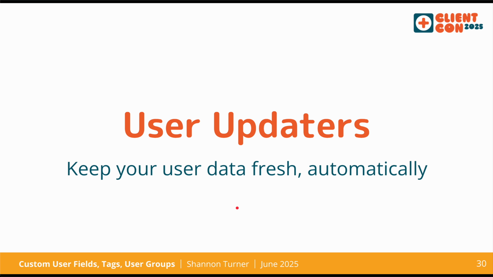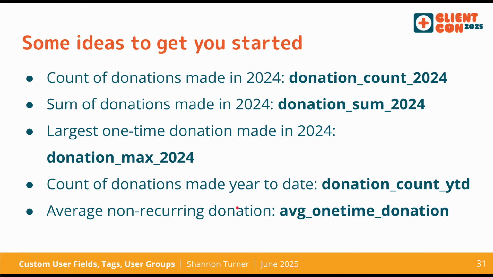Next up is user updaters. So when a user fills out their union local on the sign-up form, or if you import it on a spreadsheet, you can update that user's custom user field on a one-time basis. But for fields like, how many donations you made in 2024, or how many donations you've made year to date, keeping that up to date can be a little bit time consuming if you were to do manually. And this is where user updaters come in.